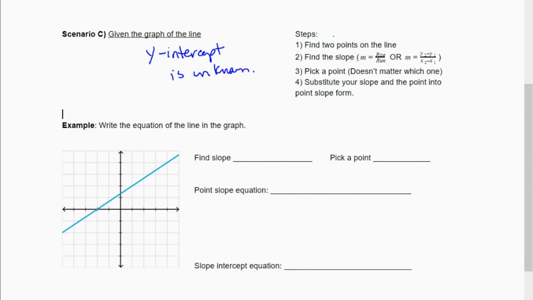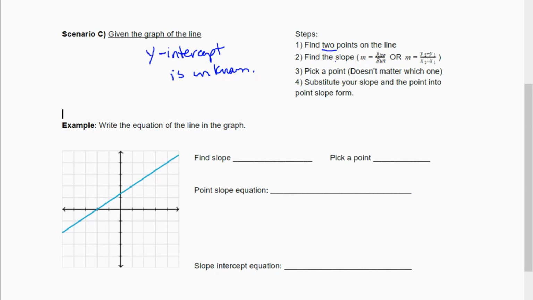All right, so here are the steps. First, we're going to find 2 points on the line. And once we find those points, then we're going to find or calculate our slope. Now remember, we can do that by counting rise over run, just by counting, or we could use the slope formula to help us do that.